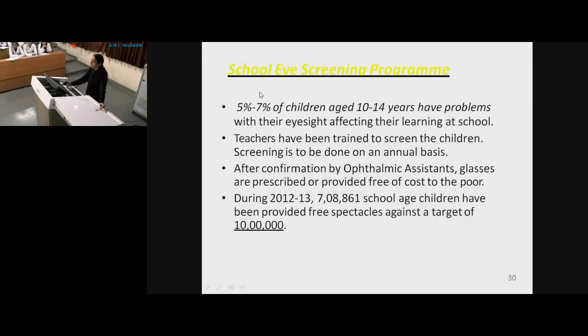School eye screening program. Here 5 to 7% of children aged 10 to 14 years have problems with their eyesight affecting their learning at school. Teachers have been trained to screen the children. Screening is to be done on an annual basis. After confirmation by an ophthalmic assistant, glasses are to be prescribed or provided free of cost to the poor. So this data is showing a rising trend.